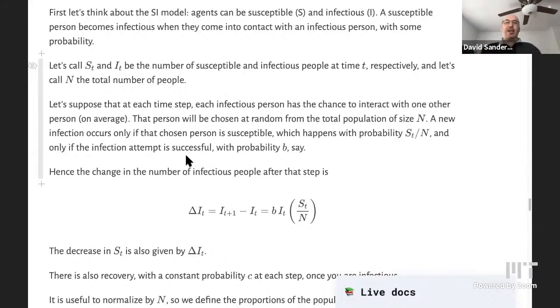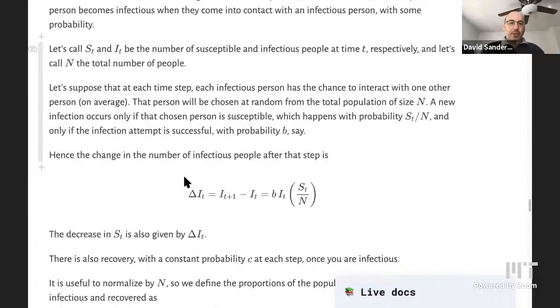So again, we're going to look at the change in the number of infectious people after each day. We'll call that capital delta I_t, which is capital I at t plus 1 minus capital I at t. By the argument that I just did, it's equal to b times the total number of infectious people at time t times the number of susceptibles divided by N. The capital I_t comes in there because each infectious person in my model, in my assumption, is trying to touch one person in the population, but they're choosing those at random without knowing whether they already have the disease or not.